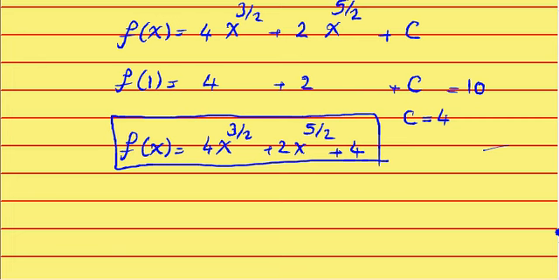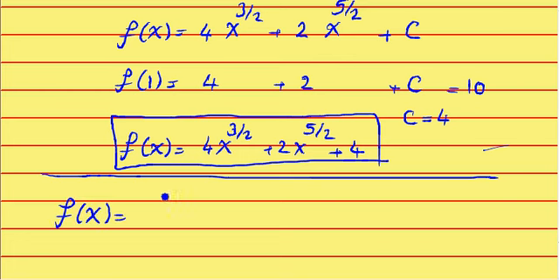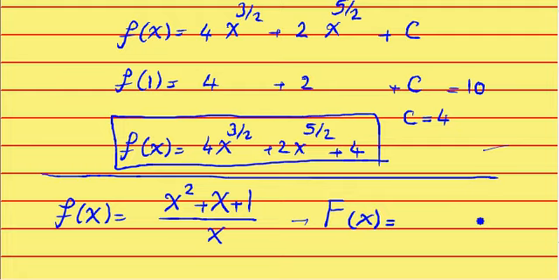Okay, here's another example with a different point to it. This is, for example, that f of x is equal to x squared plus x plus 1 over x. Now we are going back to our other notation. Question is, what is capital F, the antiderivative of this one?